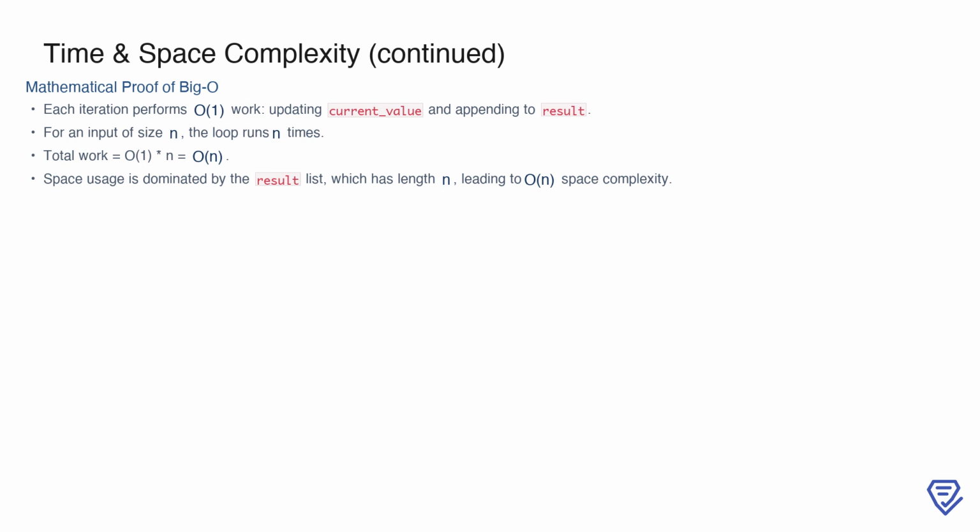Each iteration of the loop performs O(1) work, which includes updating the current_value and appending to the result list. For an input of size n, the loop executes n times, so the total work is O(1) multiplied by n, resulting in O(n). For space complexity, the result list is the dominant factor, as it stores n Boolean values, leading to an overall space usage of O(n). This confirmation aligns with our earlier analysis that the solution is linear in both time and space complexity.